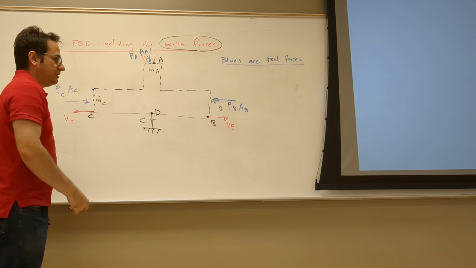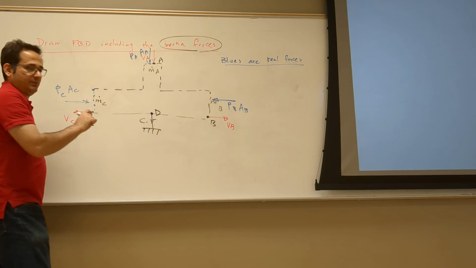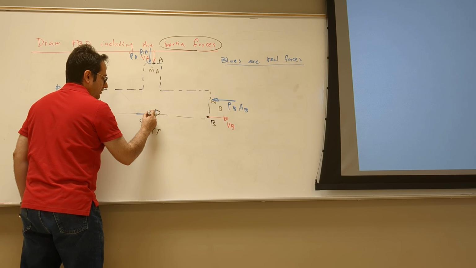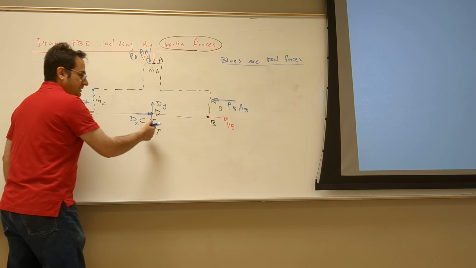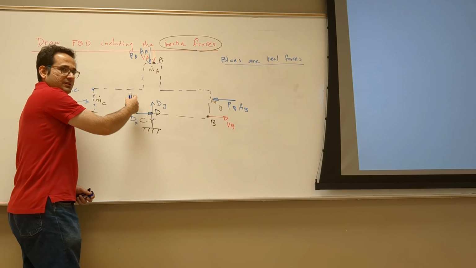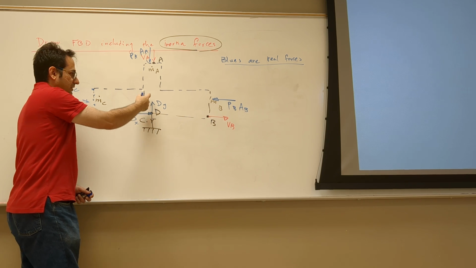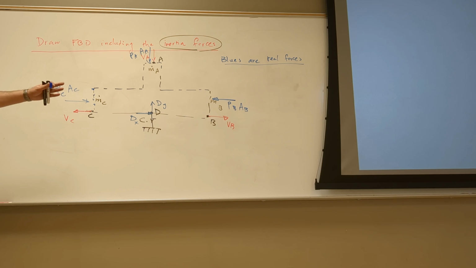Reaction. In general, here, if you assume it's a pin, you have Dx, Dy, right? If this is welded here, how many unknowns do you have? Three: Dx, Dy, and a moment. Well, let's say just a pin approximation. So those are real loads. Now, inertial loads.